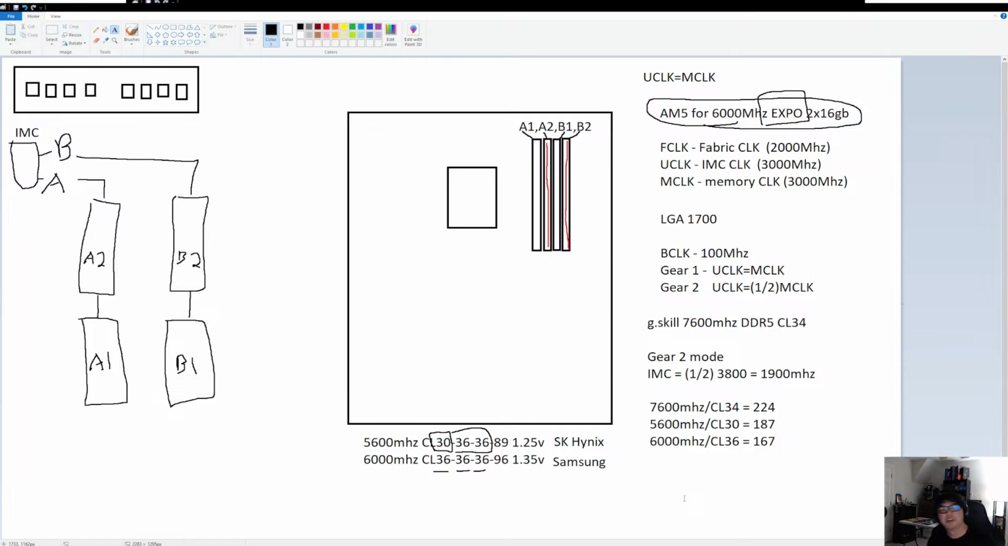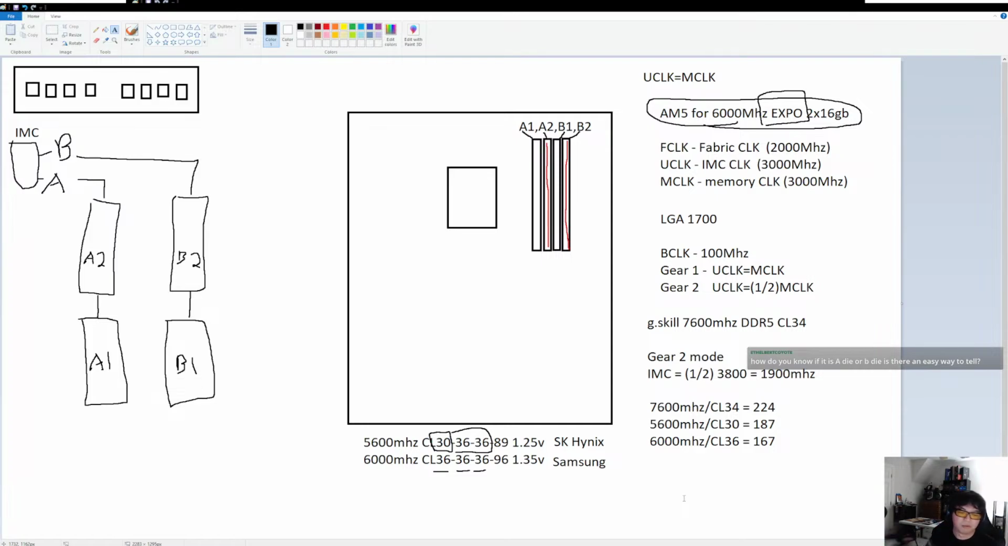I have two sets of the Ripjaws. Both of them are 30, 36, 36, 89, 1.25. They're both Hynix. Two separate sets of 64 gigs each. So if I were to combine both of them together, that's 4 sticks of memory equal to 128 gigabytes of RAM right there. And then we have the DDR5, the free memory from Micro Center, the Flare X. This is 32 gigabytes, so 2x16, 6000 megahertz, and this is Samsung memory.